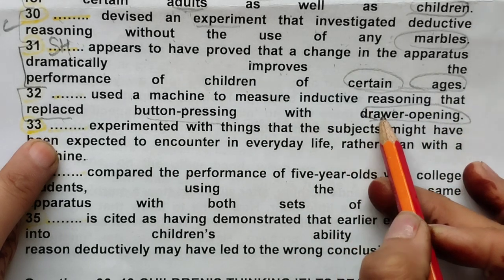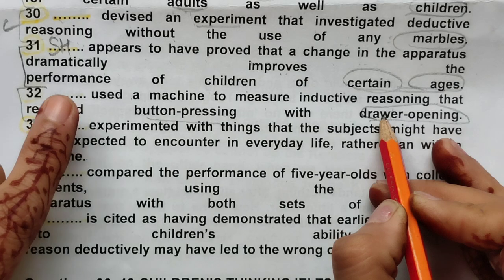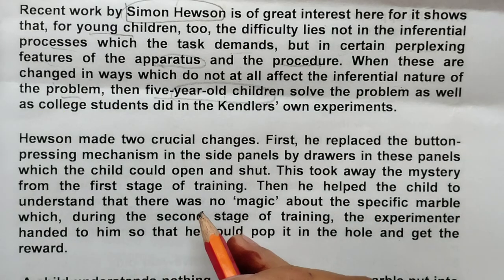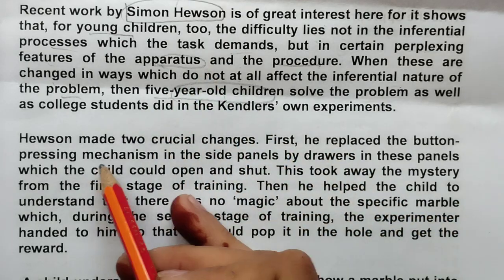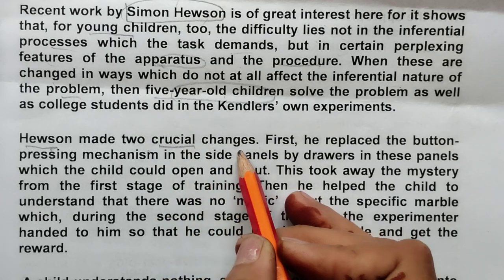So this is the keyword. Wherever in the paragraph the drawer-opening word is there, we can find the person's name. So here you can see this paragraph we have done. Now coming to the next: his son, same person, made two crucial changes.